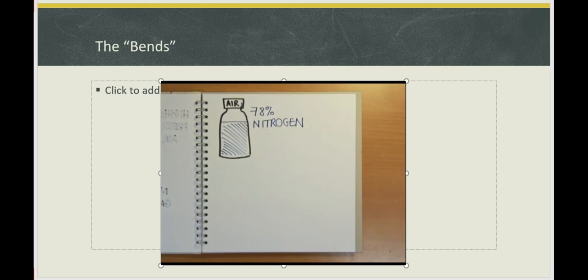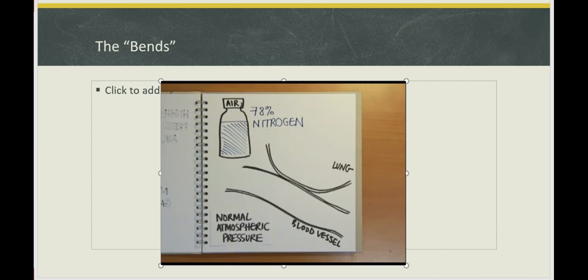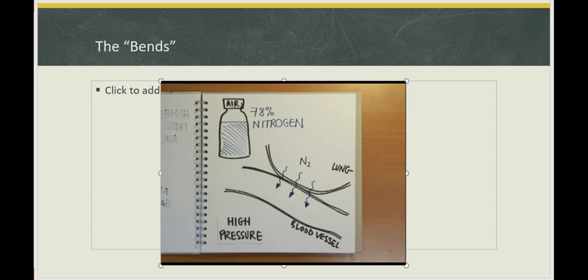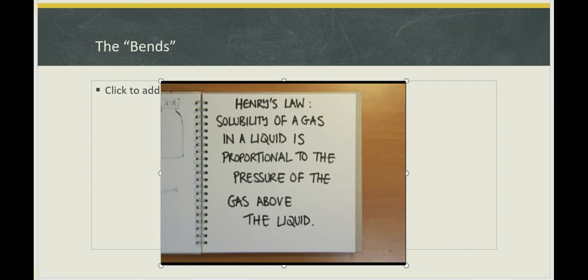Air is made up of around 78% nitrogen, and at normal atmospheric pressure this isn't very soluble, so it only dissolves into the blood in very small amounts. But at high pressure, gases become more soluble. This is called Henry's law. So more nitrogen will dissolve into the blood when Jeff is breathing the pressurized air underwater.